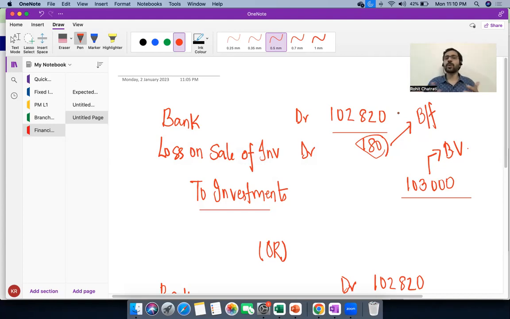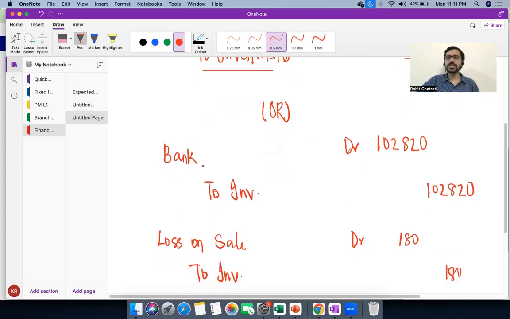But when we are preparing the ledger, we actually record it in a slightly different way. Let me break this journal entry down into two. First, let us do bank account debit to investment to the tune of sales proceeds. I am not looking at the cost or anything. Let us do it to the tune of sales proceeds.